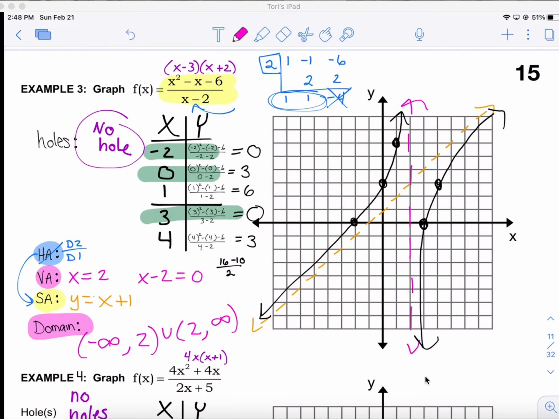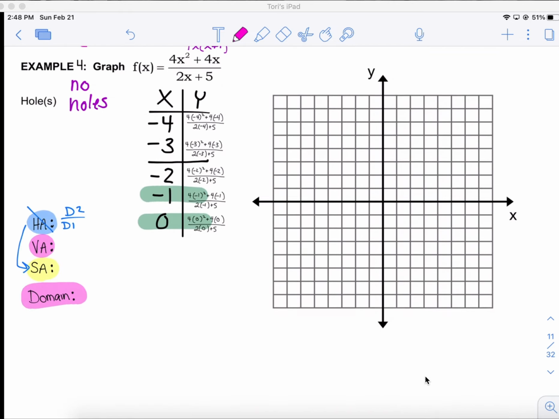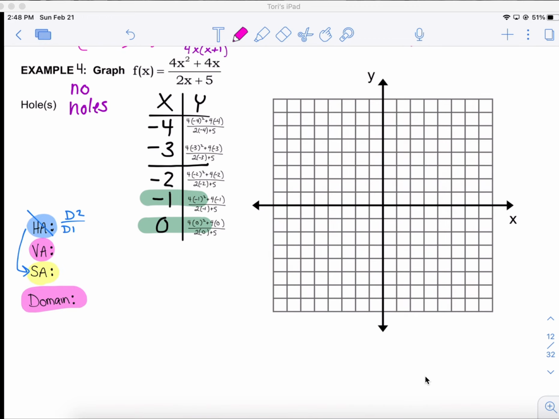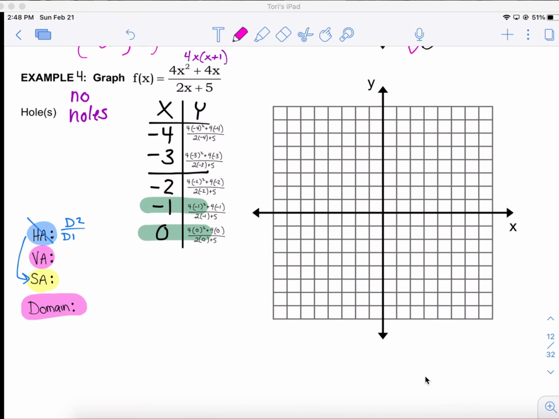Okay? All right, if you missed anything on this problem, go ahead and pause the screen, copy it down. We're going to do one more. We're almost there, guys. All right, if you would, pause the screen, copy what you see on number 4, and then we'll get started.